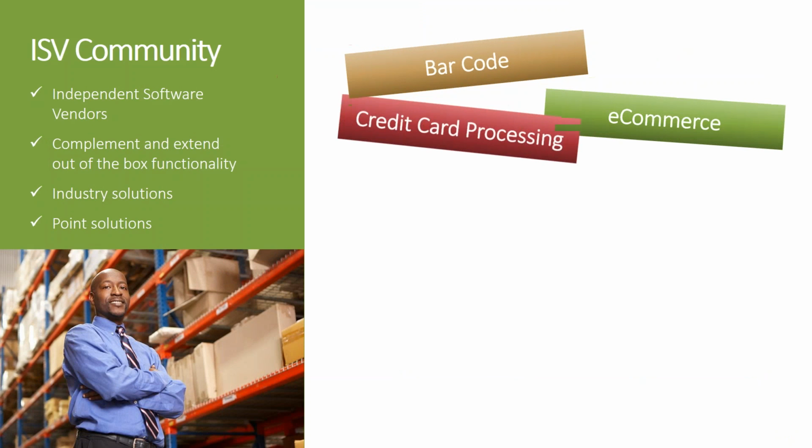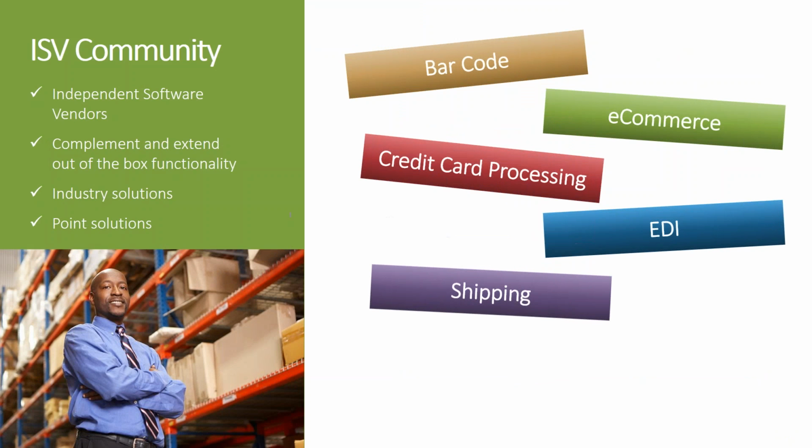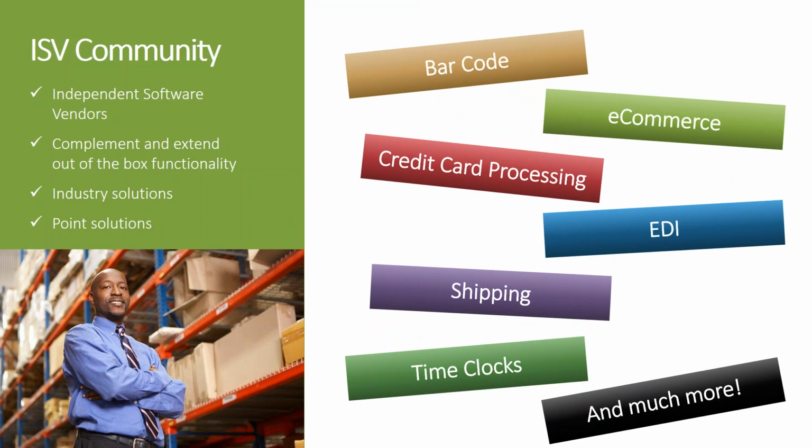So the ISV community, this is another very important part of Microsoft Dynamics GP. ISV stands for Independent Software Vendor, and what these solutions do is complement and extend the out-of-the-box functionality. Microsoft Dynamics GP does a whole lot, as you saw on the prior slide, but it can't do everything. So that's where the community steps up to help out. Now, there's two types of solutions, really. There's industry solutions. Maybe you're a distributor and you need some advanced functionality, or you're a professional services organization.